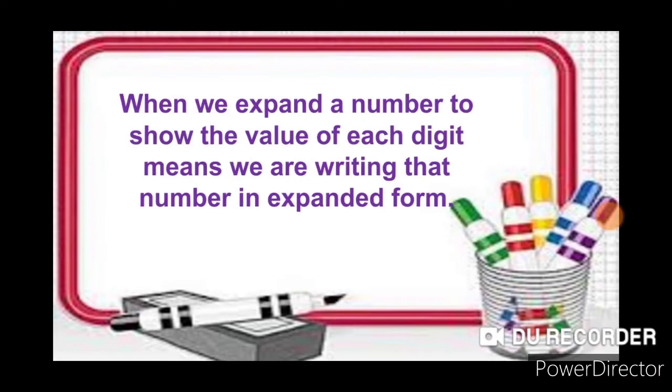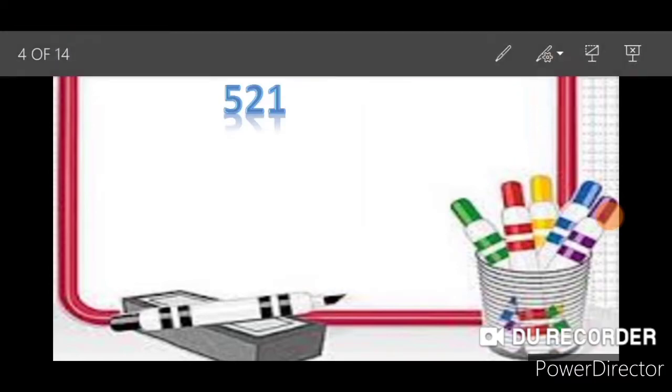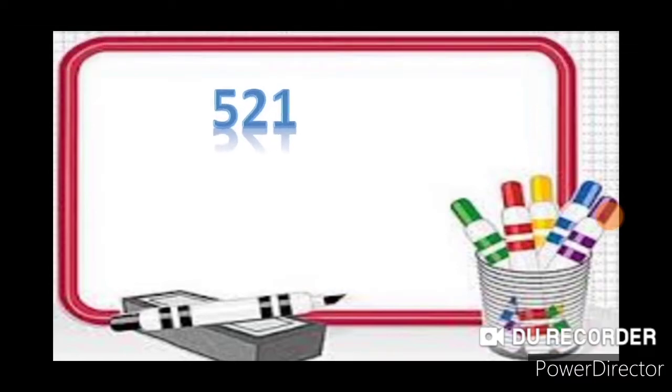Now we will see the definition. When we expand a number to show the value of each digit, it means we are writing that number in expanded form. For example, 521. This number is in standard form. If we were asked to put this number in expanded form, the first thing we need to know is how many digits are there. So here 3 digits are there, and they are 5, 2, 1.